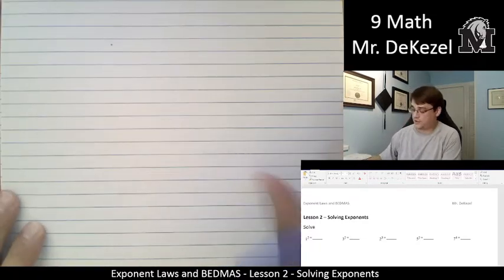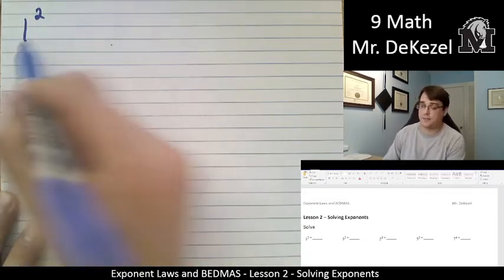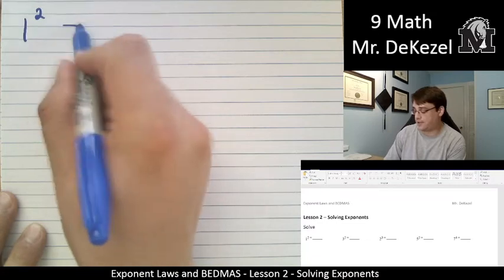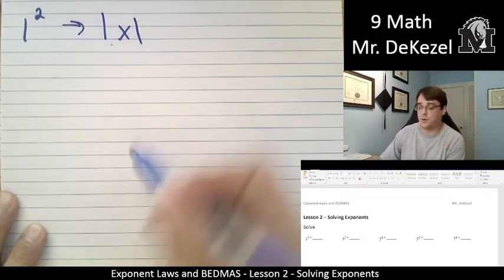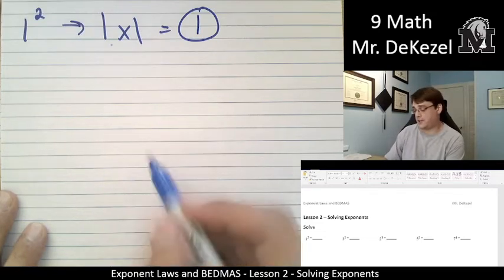The first question is 1 squared, 1 to the power of 2. That means that the base is multiplied by itself twice. So this is 1 times 1, and 1 times 1 is 1. Okay, started off nice and easy.